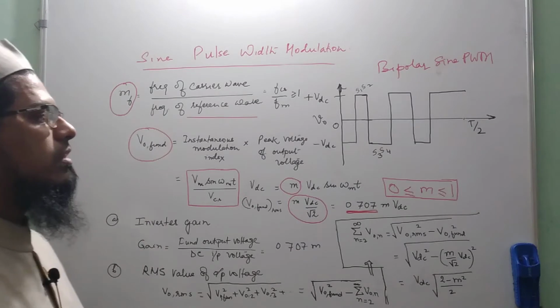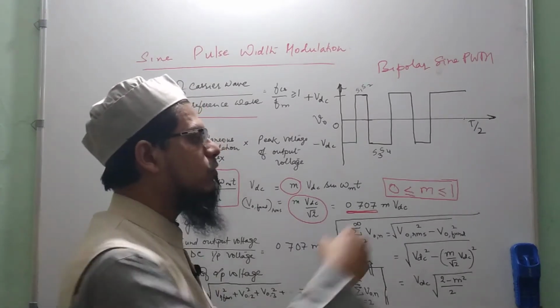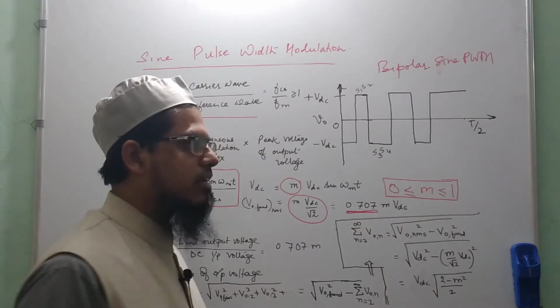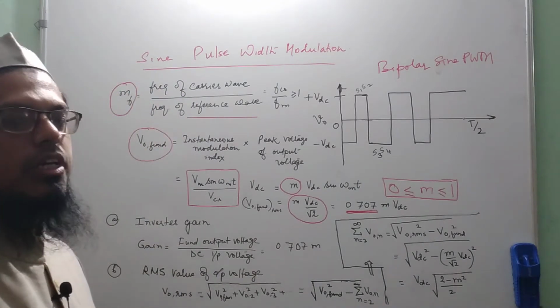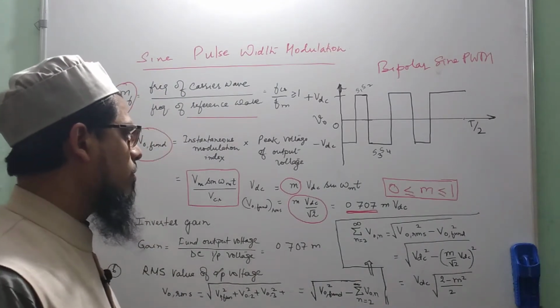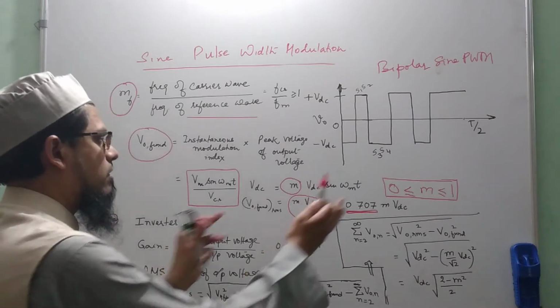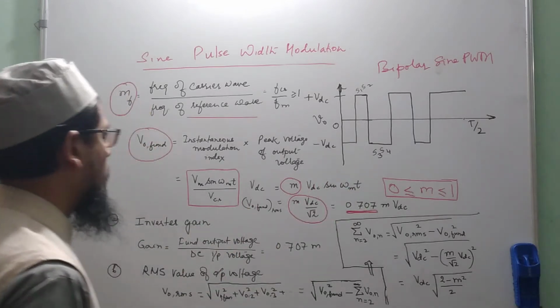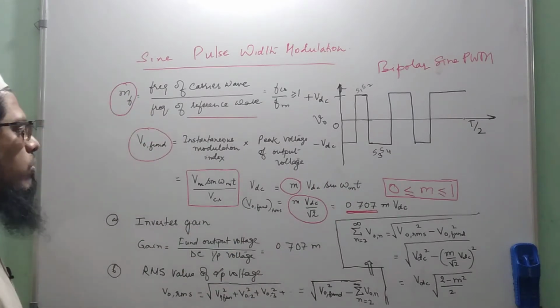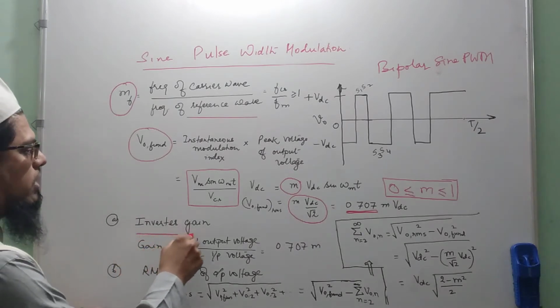Right now we are dealing with the under modulation case. Over modulation case comes when M becomes greater than 1. With this in background, let us try to obtain a few expressions, the first being the inverter gain.